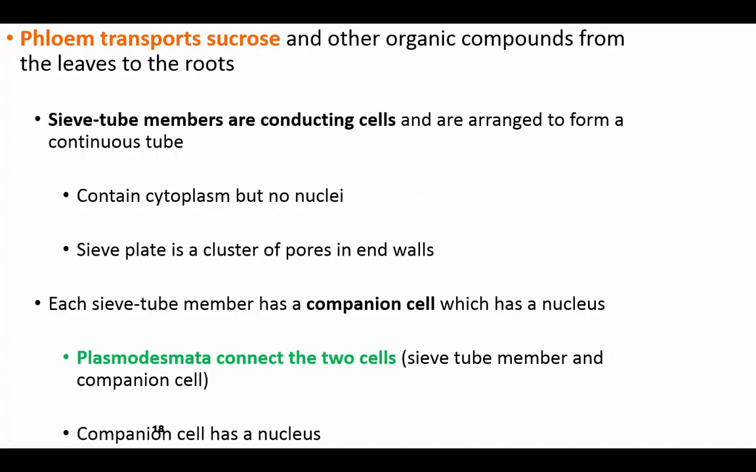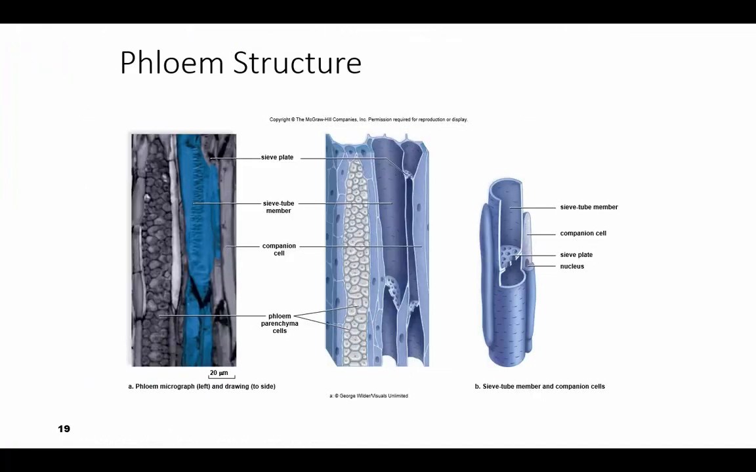Now, phloem is the vascular tissue that transports the sucrose, the sugar, and other organic compounds that the leaves make during photosynthesis down the stem to the roots. And this is what the phloem looks like. You can see the sieve tube members, the dark bright blue color.